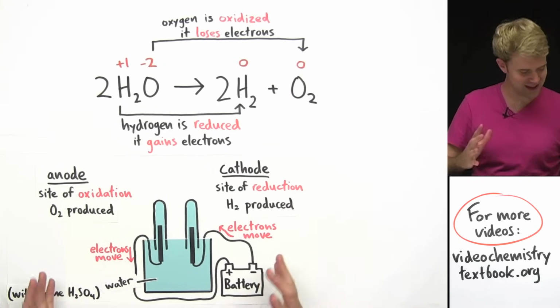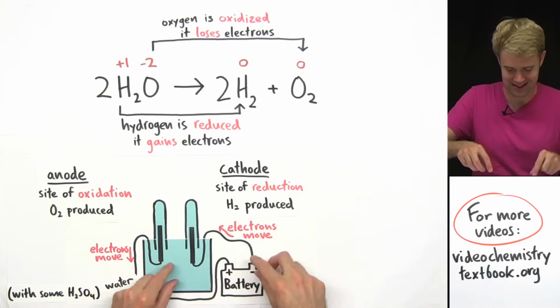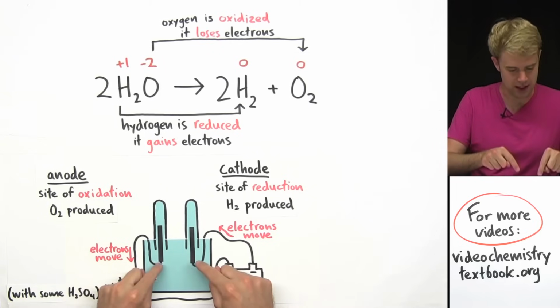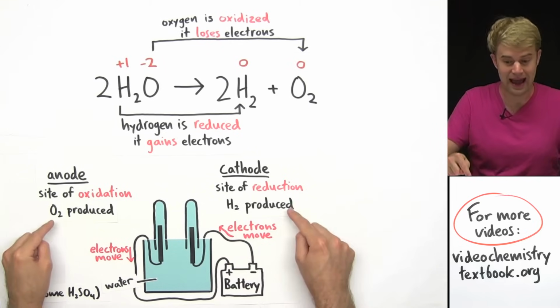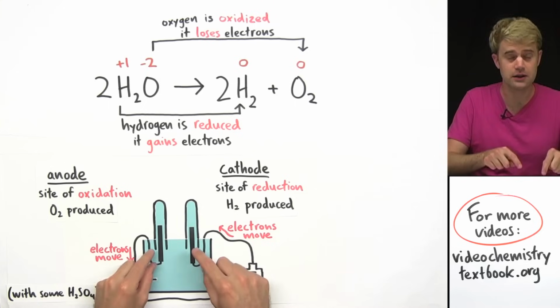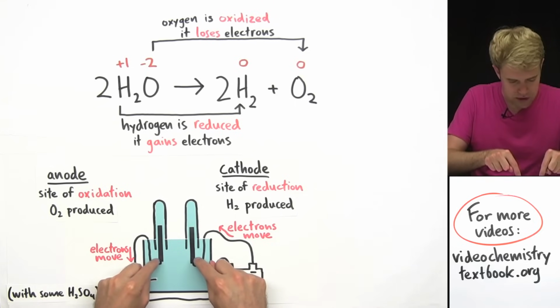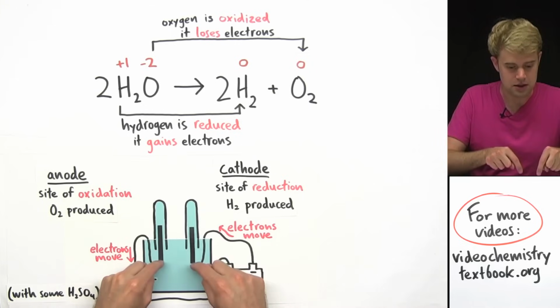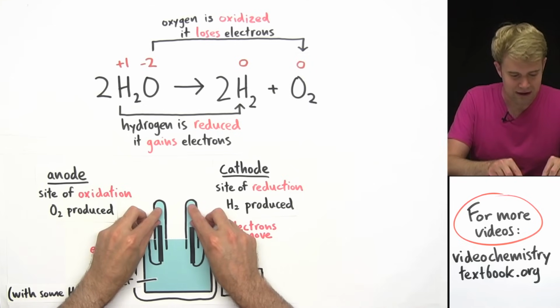So we hook everything together, we add a little sulfuric acid to the water, connect the electrodes to the battery, and we'll start seeing bubbles. That's the gas being formed on the electrodes. And those bubbles are going to start moving up to the top of the test tubes. And if you look carefully, you see a really cool thing happen.